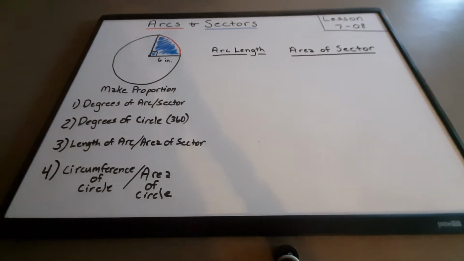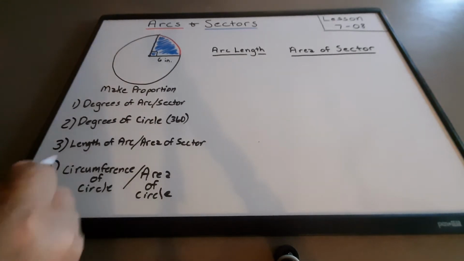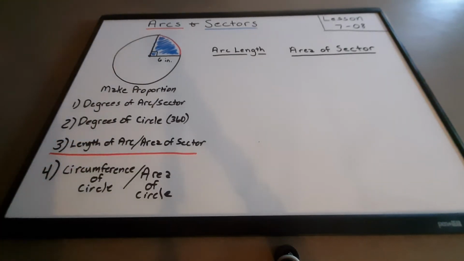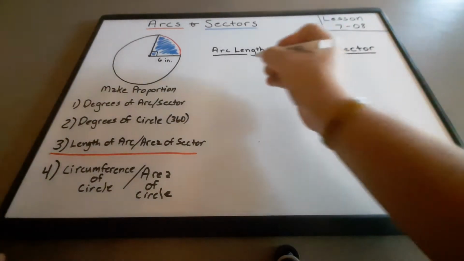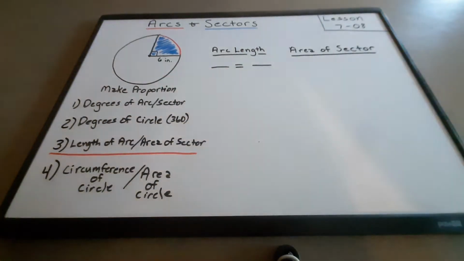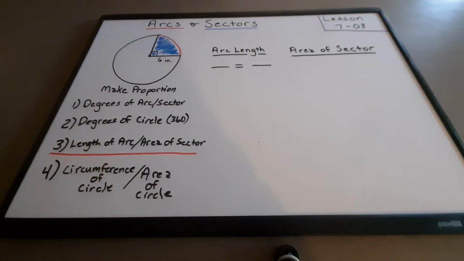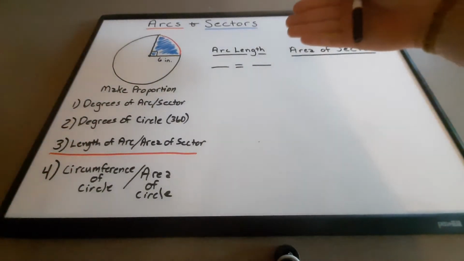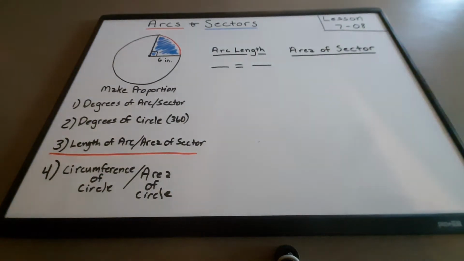Typically we're going to be finding number 3 here, the length of the arc or the area of the sector. So I'm going to do one of each using this circle. First I'm going to start with an arc. Like I began, a proportion is just a fraction that equals another fraction. I would start this problem by creating 2 fractions. These fractions are pretty simple. We're going to have degrees on one side and length on the other.